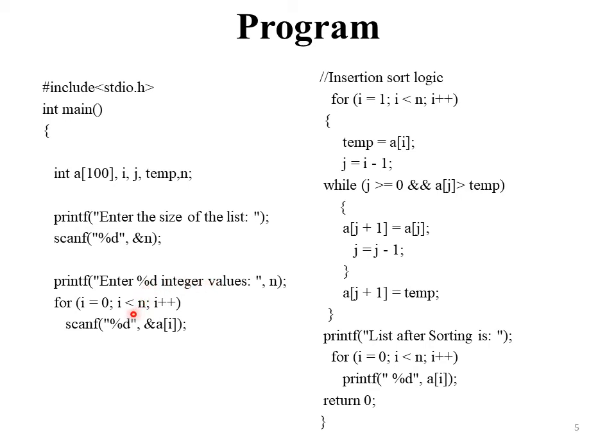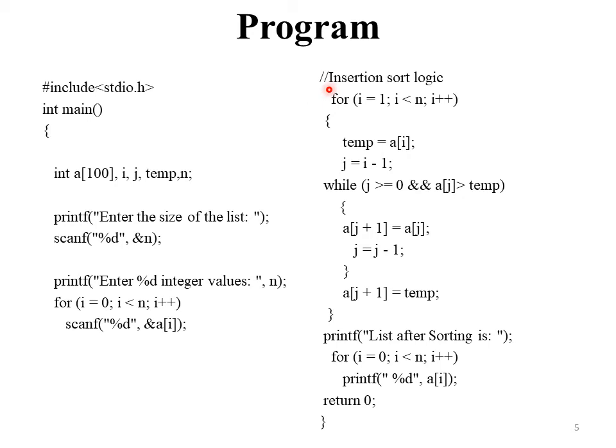Next, for loop i equal to 0, i less than n, i plus plus. Then scanf "%d", address a of i. Here i starts from 0 to i less than n, meaning we enter values from 0 to n minus 1 in the array. So we enter 5 values, meaning 5 elements in the array.